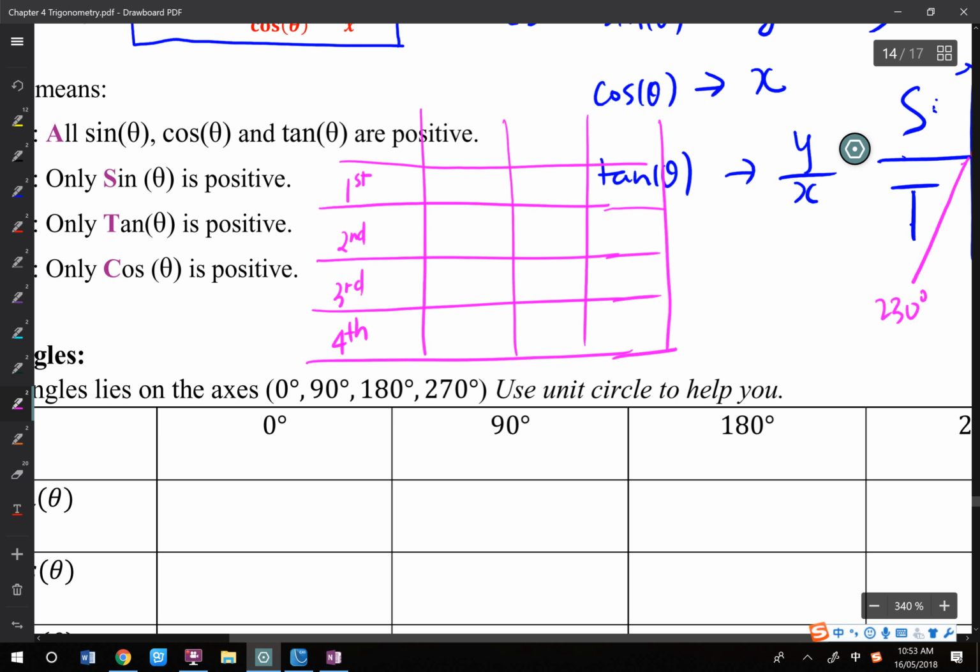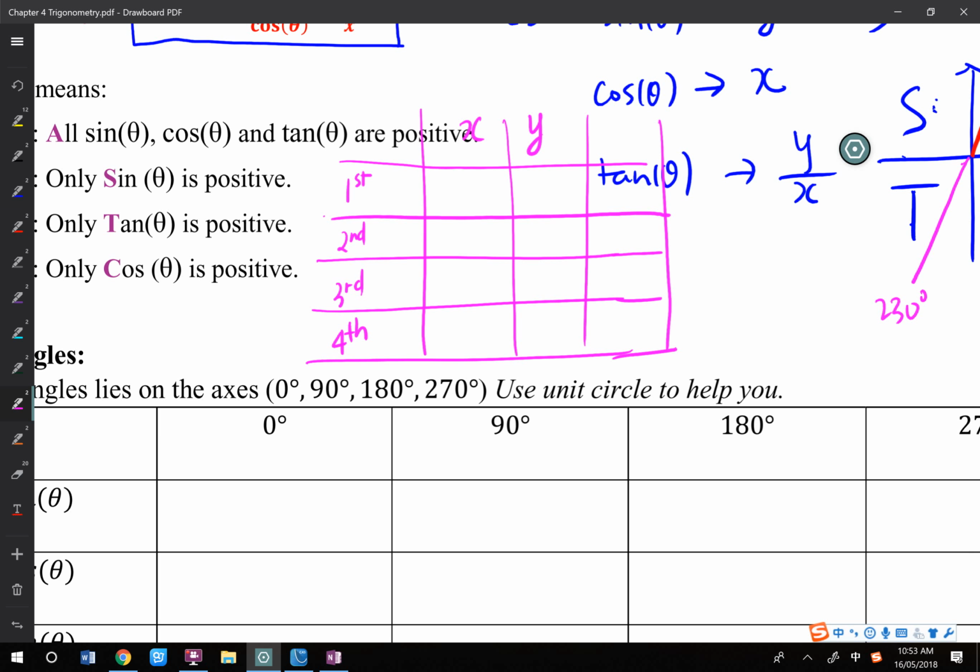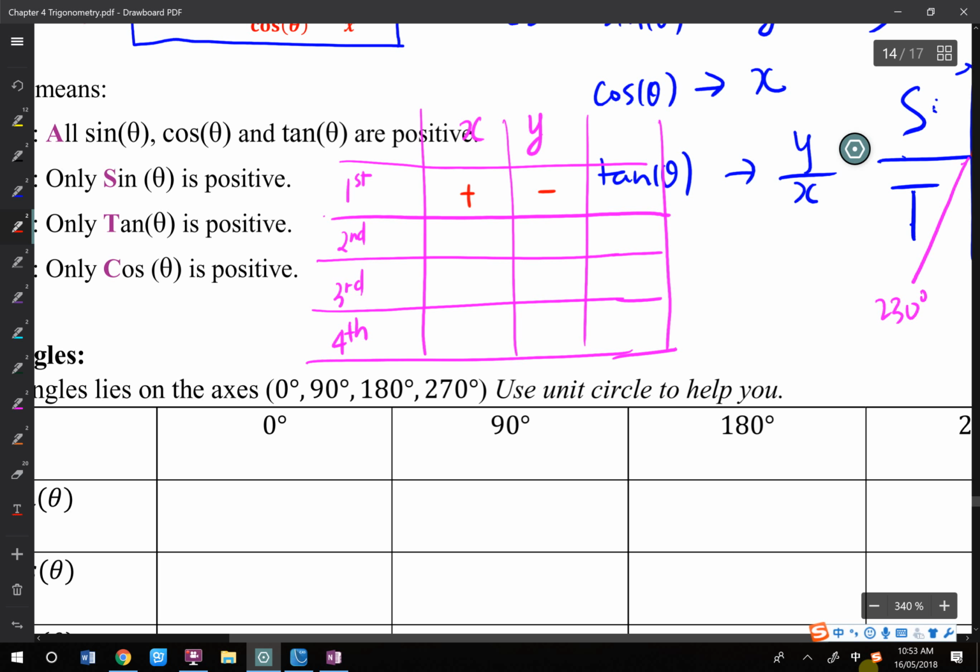Okay, let's think about the x coordinates, y coordinates, and I'll leave the last one to talk about later. So think about the values for any coordinates in the first quadrant. Is the x and y positive or negative? In the first quadrant, the coordinates, they are both positive, right? So it's positive and positive.